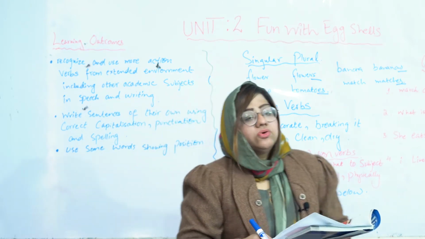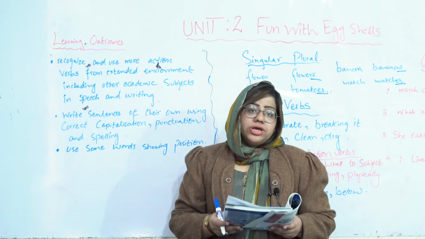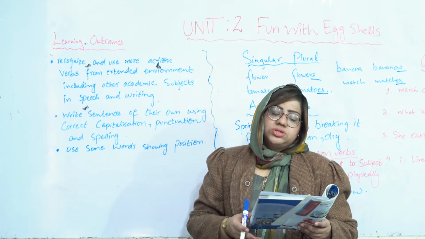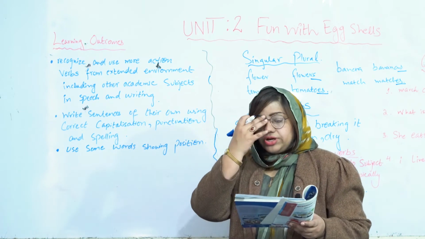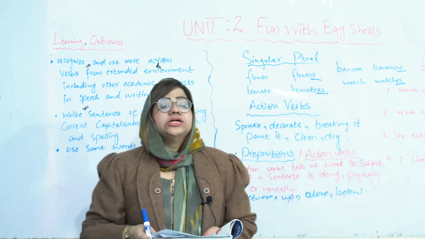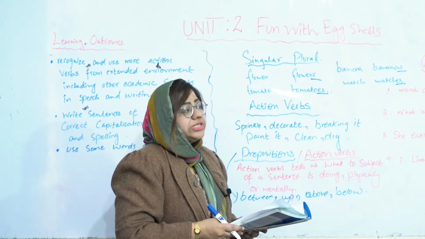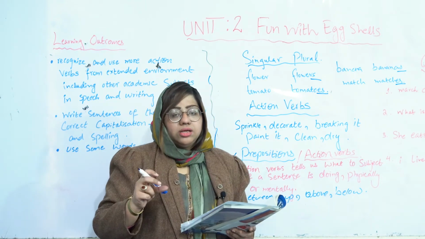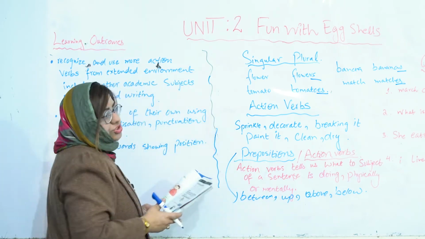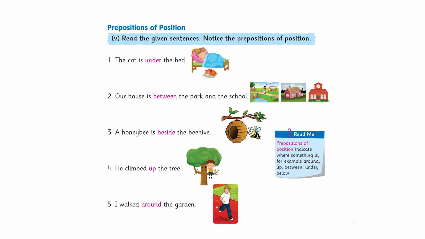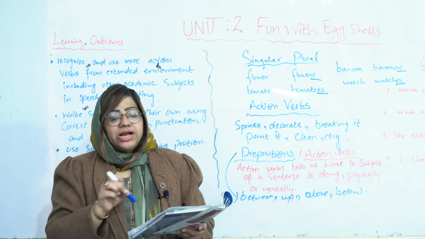Now here there are some sentences. What you need to do is identify the prepositions in the given sentences. Look at the concept board. The cat is under the bed. Now you can see that under is a preposition, because we have already discussed that prepositions are words that indicate something is above, below, between, up, down. So under is a preposition. So what you need to do is underline under.